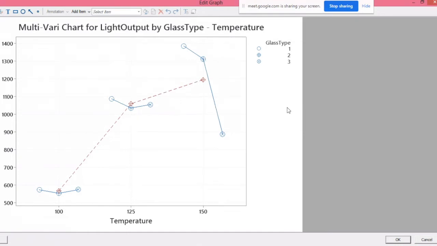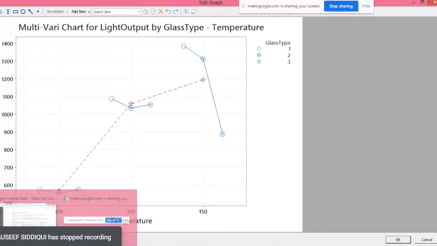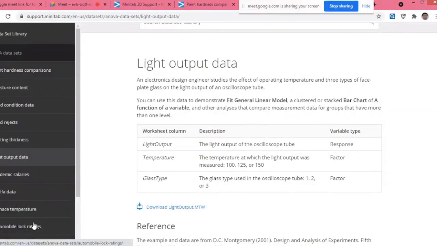Okay. So we can make the conclusion from this graph because temperature and glass type both are significant. Both are significant factors from the analysis. Okay. Clear?